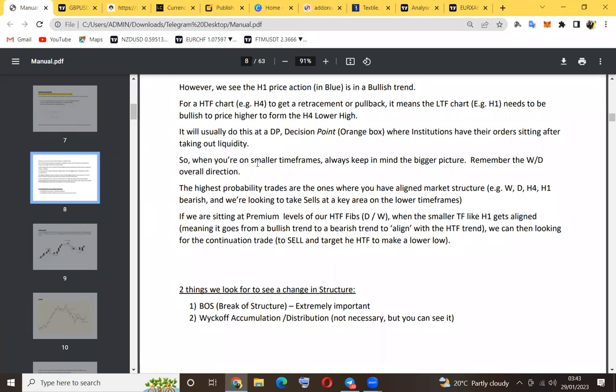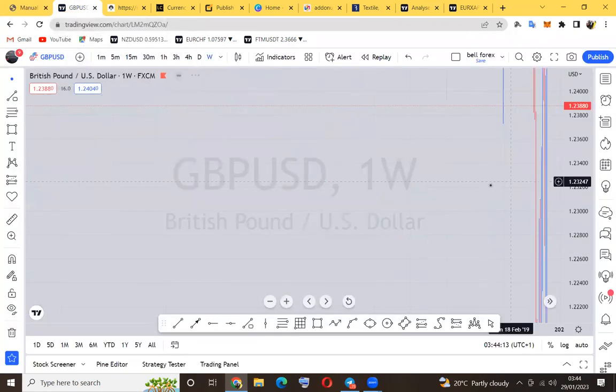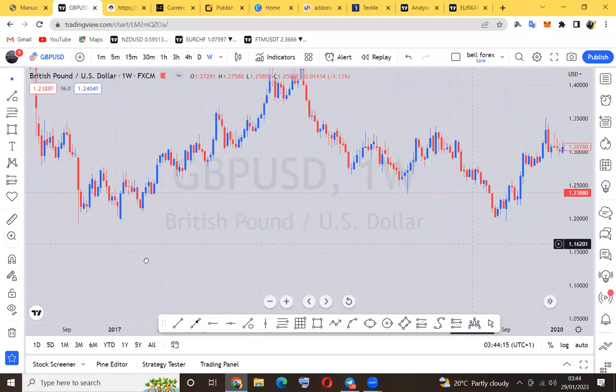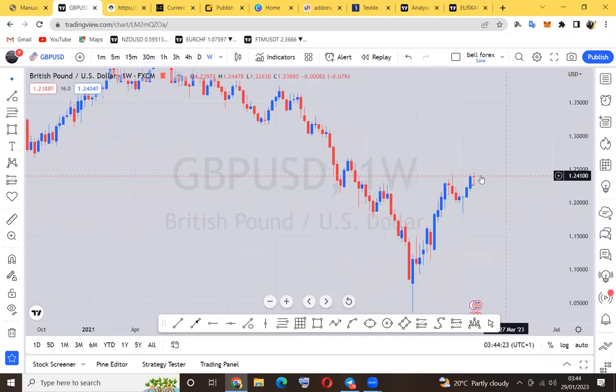When you are on a smaller time frame, always keep in mind the bigger picture. This is what I was saying. Remember the weekly and the daily overall direction. Make sure that the opportunity you find on a smaller time frame correlates with what you see on the bigger time frame. So, dear friends, anybody that has been trading based on this concept has been making money in forex since January 1st. This is a weekly chart now. January had how many weeks? 4 weeks now.